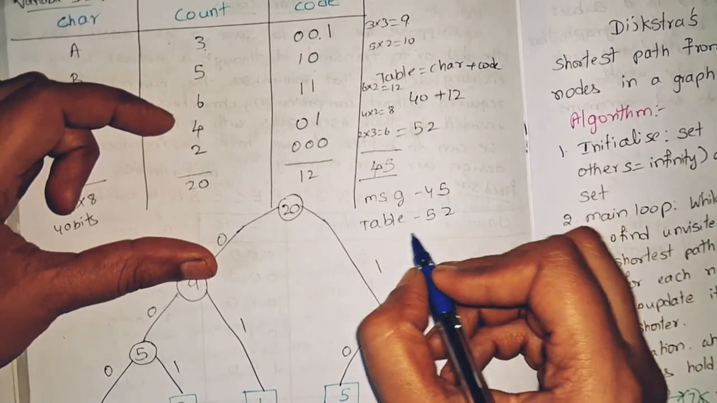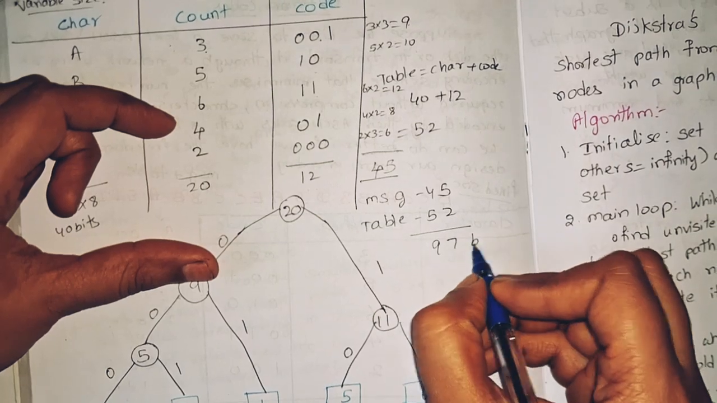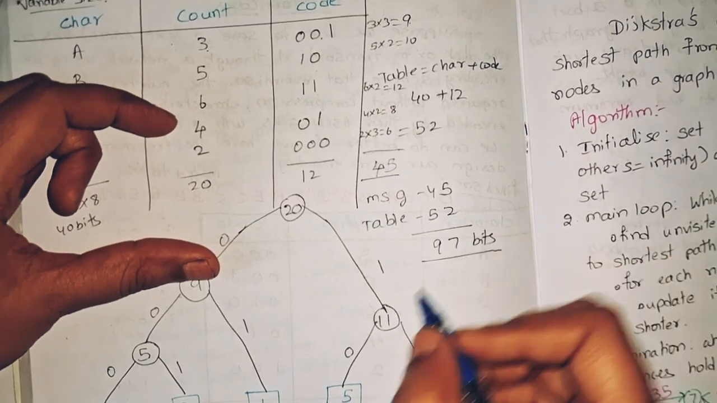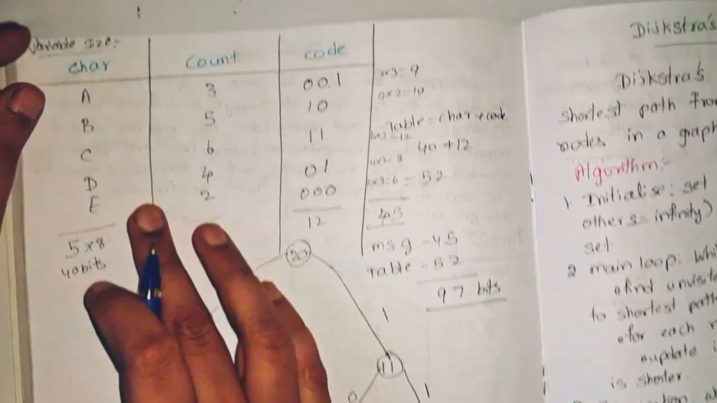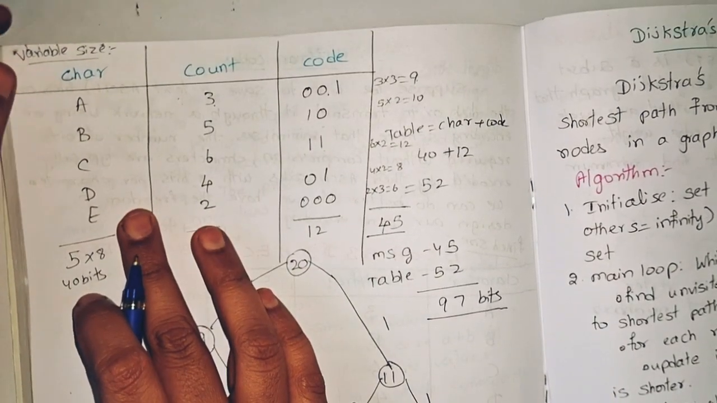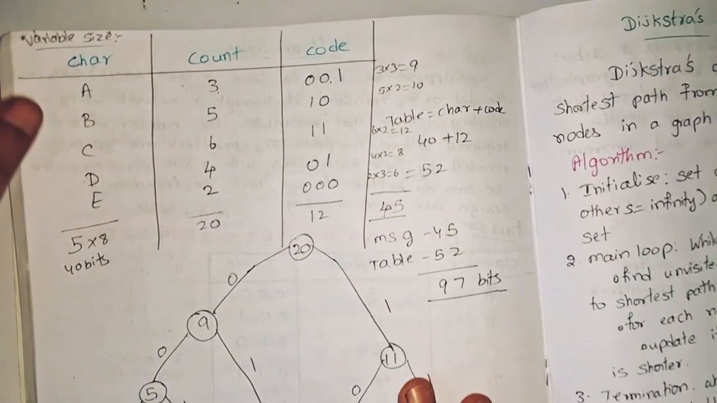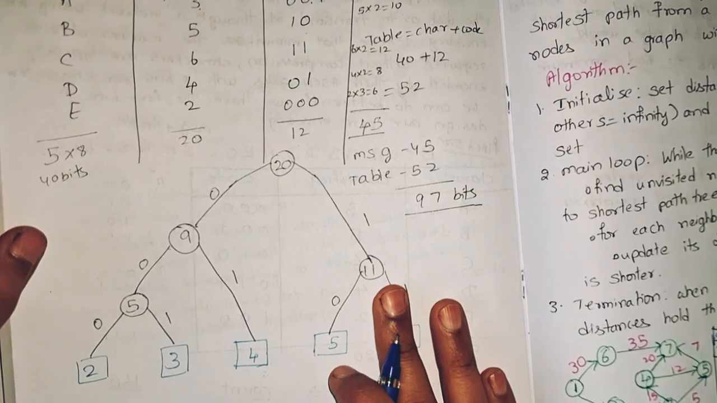That means totally we are transmitting 97 bits of data through the network if we use the variable size encoding scheme in the case of Huffman coding. So this is how we will solve the Huffman coding.